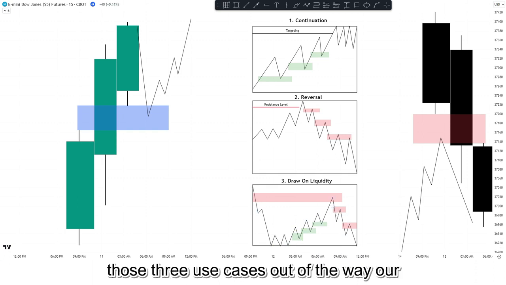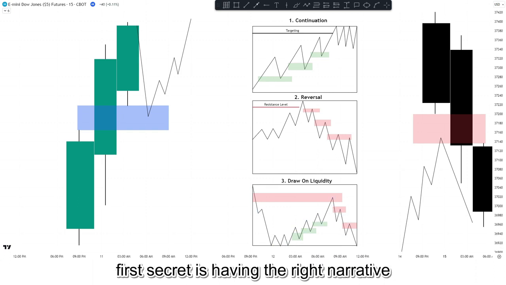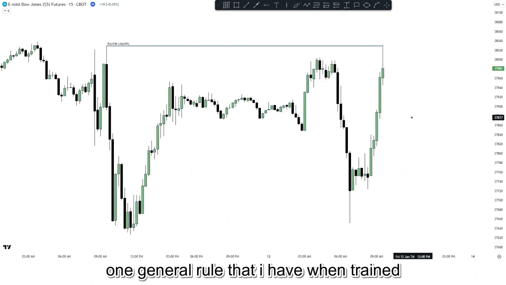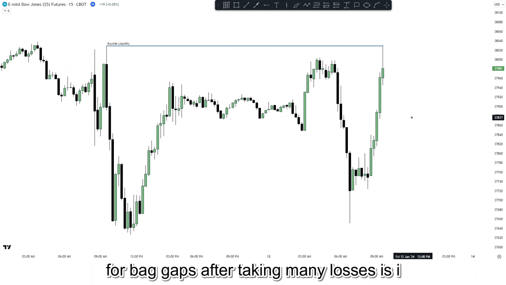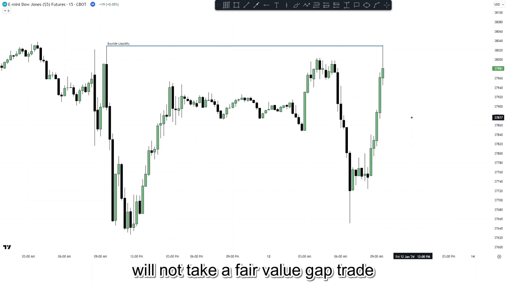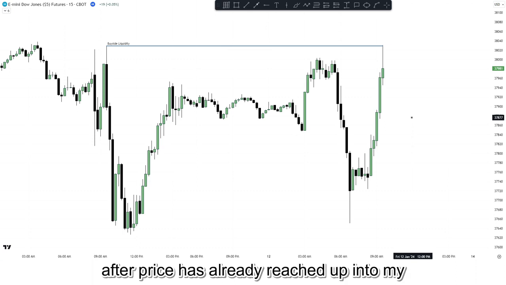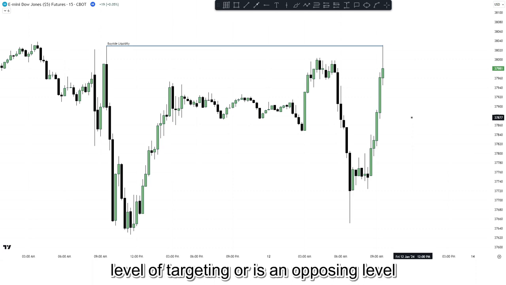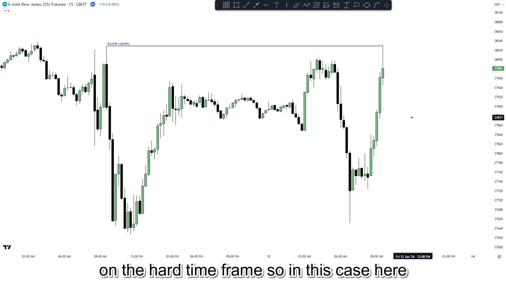Now that we have those three use cases out of the way, our first secret is having the right narrative. One general rule that I have when trading fair value gaps, after taking many losses, is I will not take a fair value gap trade after price has already reached up into my level of targeting or an opposing level on the higher time frames.